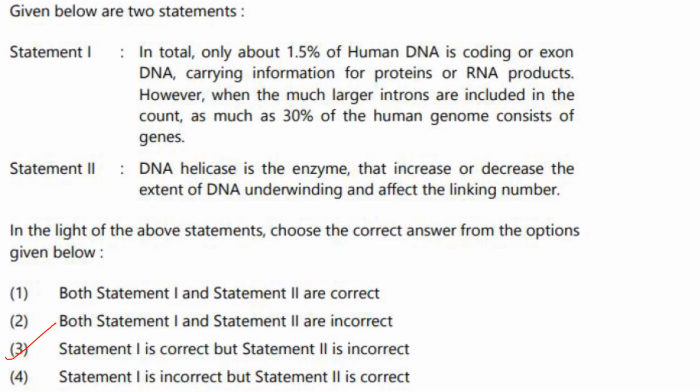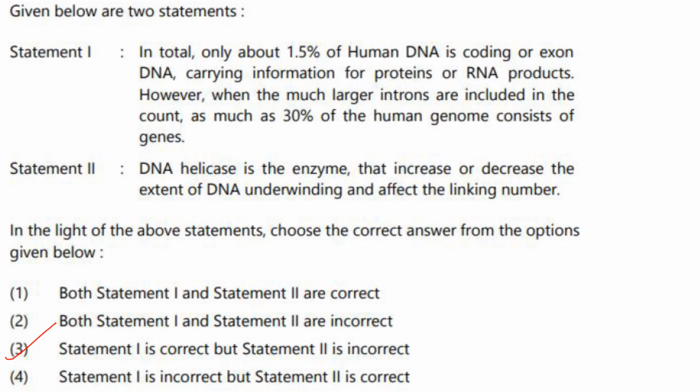So coming to the first question, they have given two statements. You have to see whether both the statements are correct, or one is correct, or both are wrong. First one: in total only 1.5% of the human DNA is coding or exon DNA carrying information for proteins or RNA products. Yes. However, when the much larger introns are included in the count, as much as 30% of the human genome consists of genes. That is also correct. So statement 1 is correct.